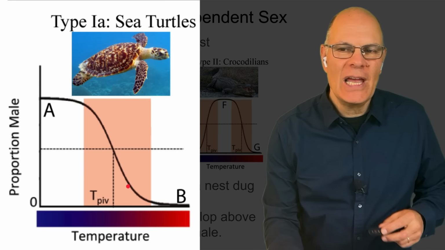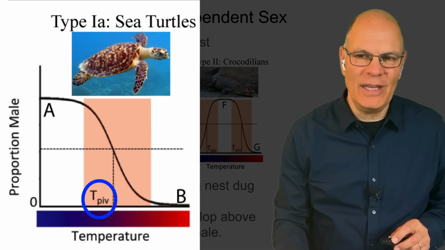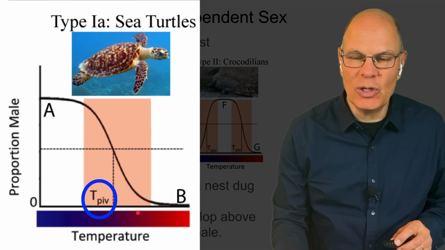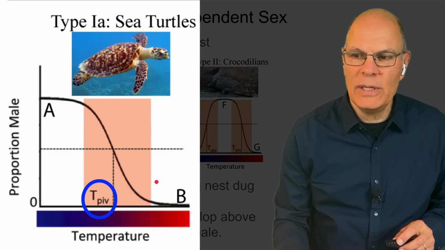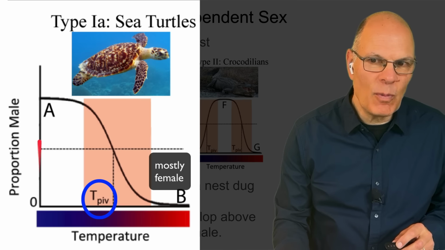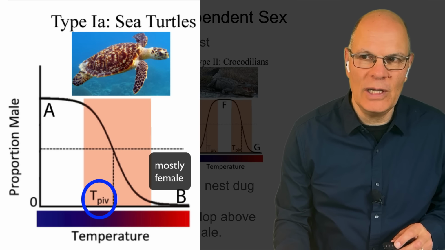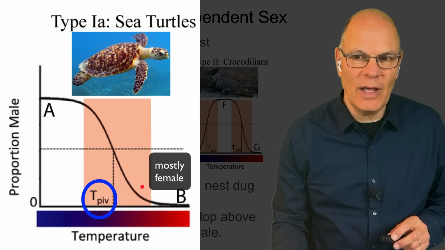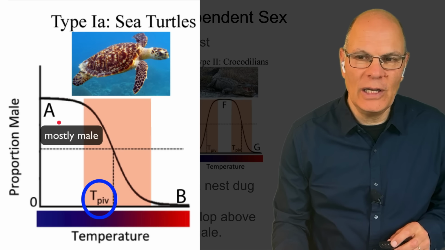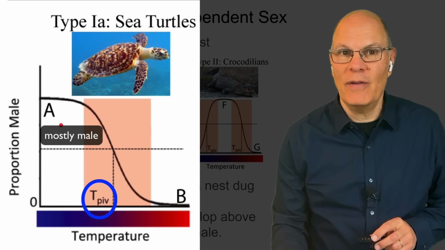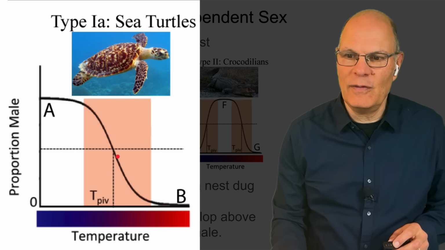These animals develop based on a pivot point that's represented by TPIV over here. So in sea turtles, the eggs that develop above the pivot point become female. Here's the proportion of males over here. So if you're above the pivot point, in the warmer area, you'll develop into a female. If you're in the cooler area, below the pivot point, you'll develop into a male. And at the pivot point, it's pretty much random, 50-50.